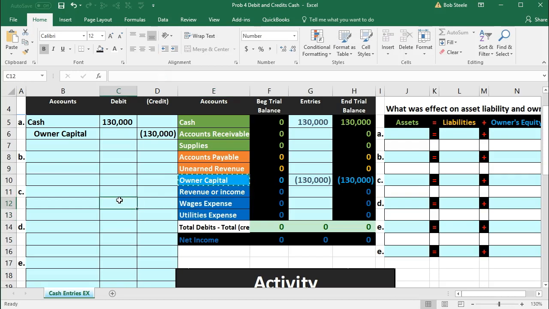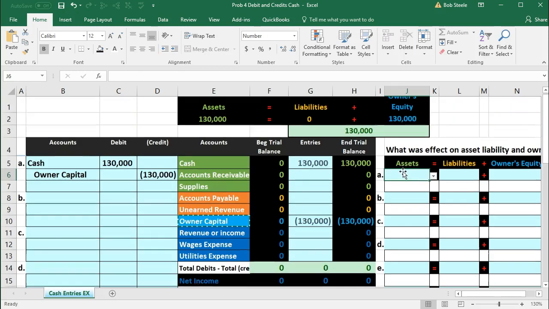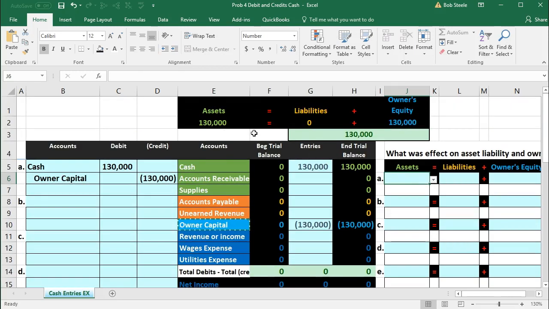Then we're going to move over to our accounting equation, and we're going to try to see what happened. Now, it already gave us this one this time because it's the only transaction, so the totals, we can see that assets are increasing and equity is increasing. But that's the case here. We're going to say that the cash went up. Cash is an asset. It is increasing. So I'm going to just select the drop-down increase.